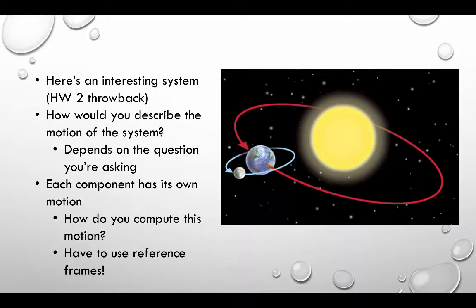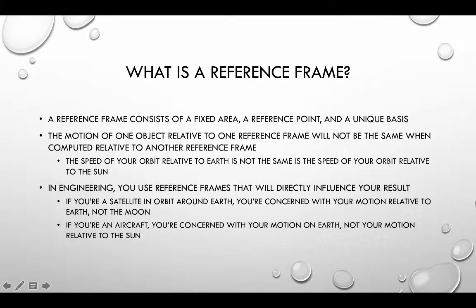So how would you compute the motion of this? The thing is, you have to use reference frames. So again, a reference frame consists of a fixed area, a reference point, and a unique basis. Because each reference frame is unique to one another, the motion of one object relative to one reference frame will not be the same when computed relative to another reference frame.